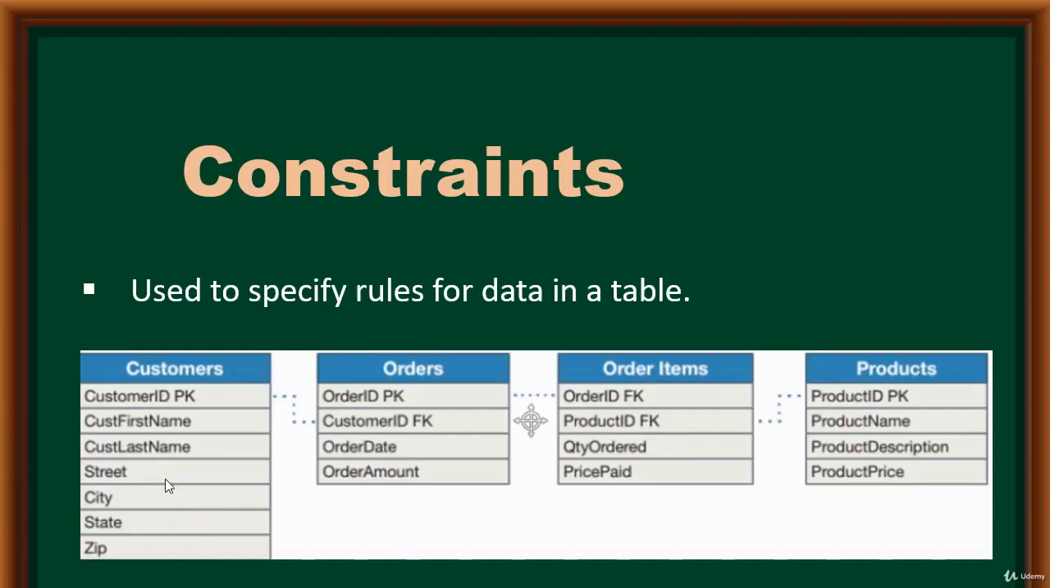Say, for example, here, I can specify that the customer last name, I can place a constraint in this field and say the customer last name cannot be null. That means they must provide a name for the customer name. Without that, it will not allow the input for that column. So that's basically what a constraint means.